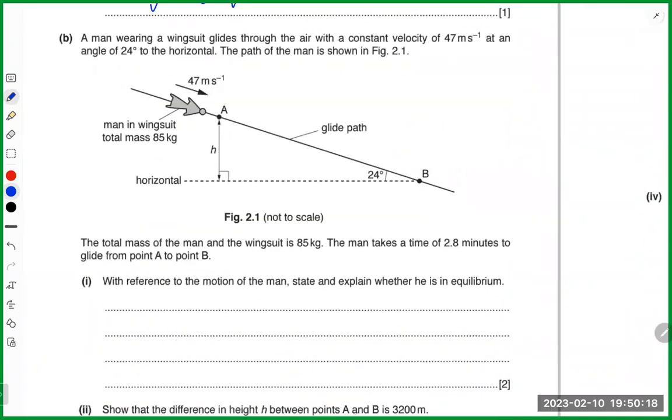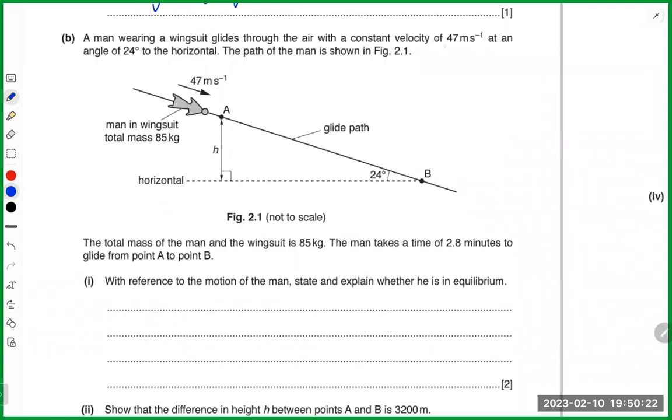Now, a man wearing a wingsuit glides through the air with a constant speed of 47 meters per second at an angle of 24 degrees to the horizontal. That means that if this is horizontal, then he is going down by 24 degrees. So the path of the man is shown in the figure.